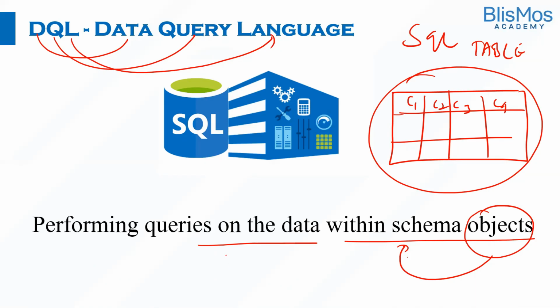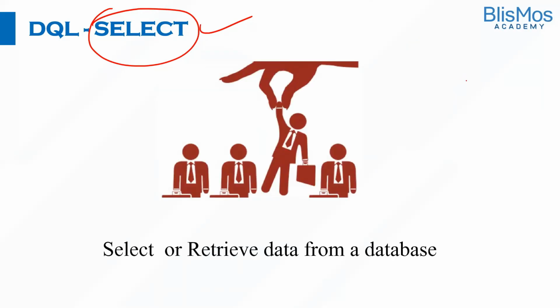So we understood we need a DQL to perform the queries, to run the queries on the data within the schema objects. But how do you run the query? How do you perform the queries? We do that by using a select statement. You will be using it extensively across the different RDBMSs. So the select statement is used to perform the queries, to select or retrieve the data from a database.